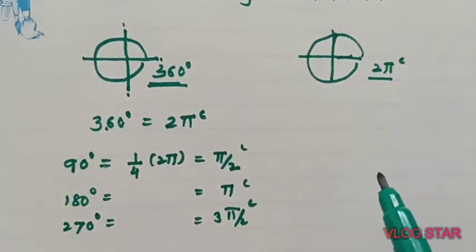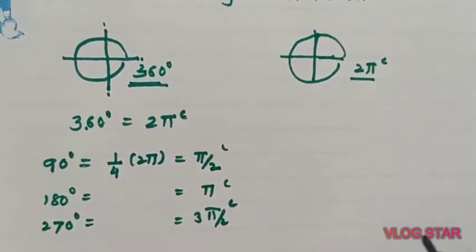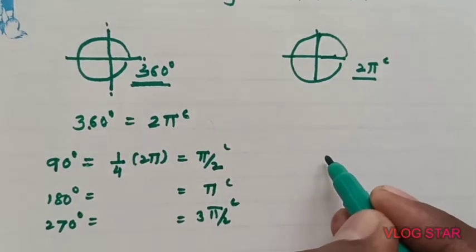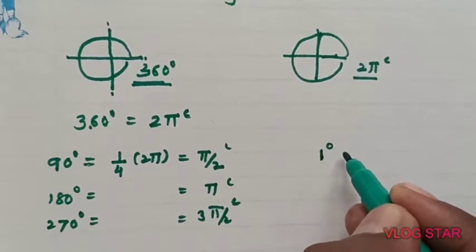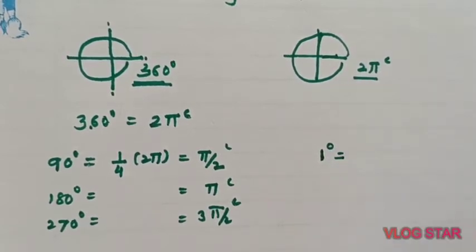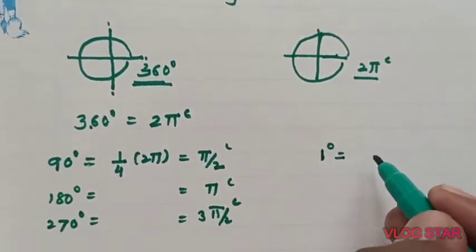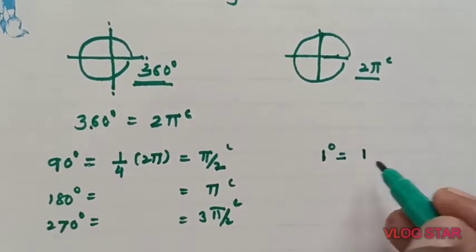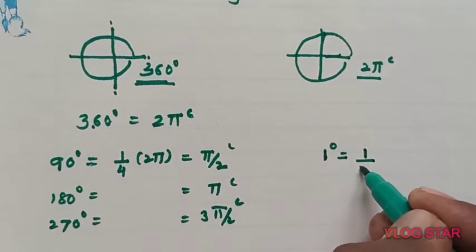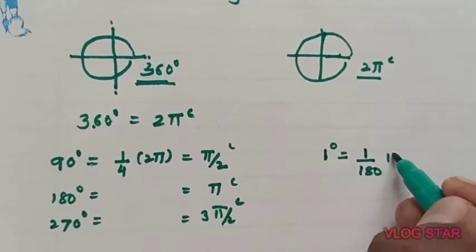But what about the middle angles? If I want to calculate 30 degrees, in that case the conversion factor is needed. So 1 degree is equal to pi by 180 radian.